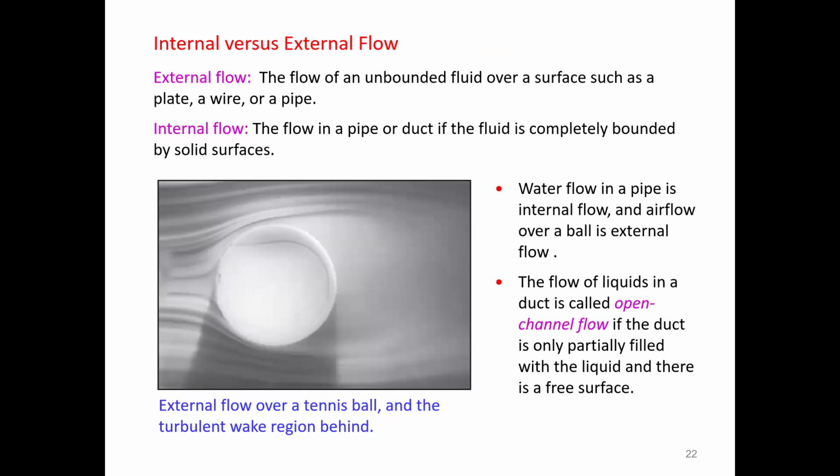Internal versus external flow. External flow, in the sense, is the flow of an unbounded fluid over a surface such as a plate, a wire, or a pipe. Internal flow, in the sense, is the flow in a pipe or duct if the fluid is completely bounded by a solid surface. That kind of flow we can call an internal flow. Water flow in a pipe is an internal flow, and air flow over a ball is an external flow.